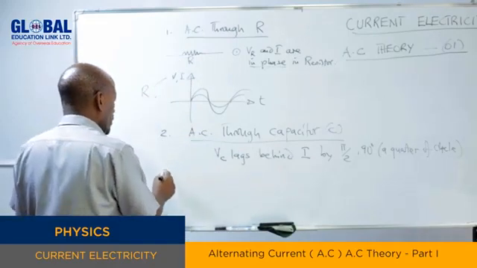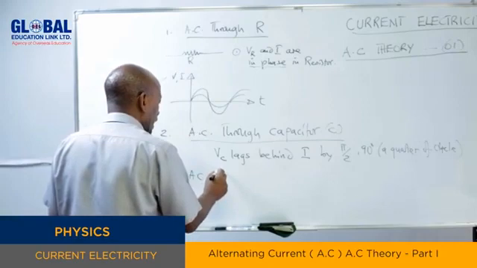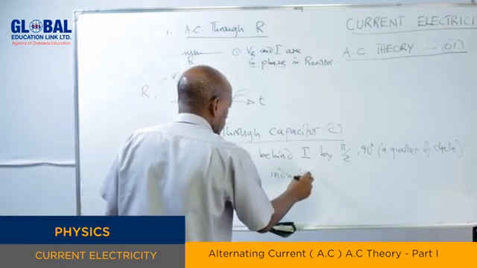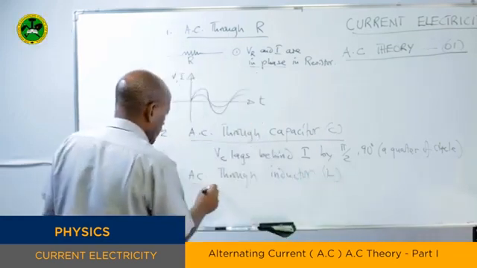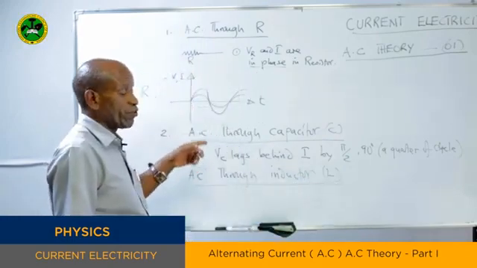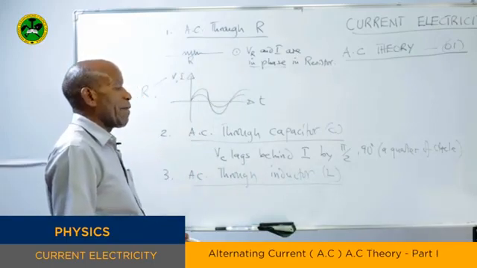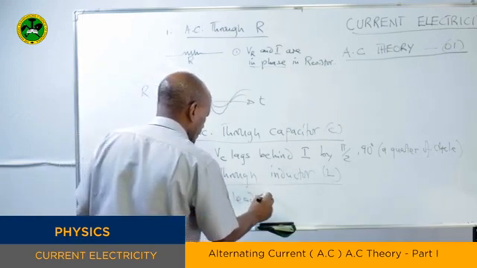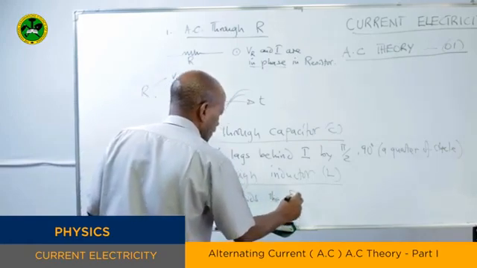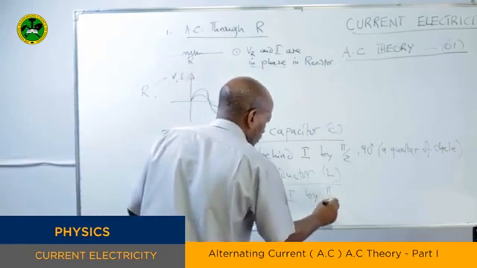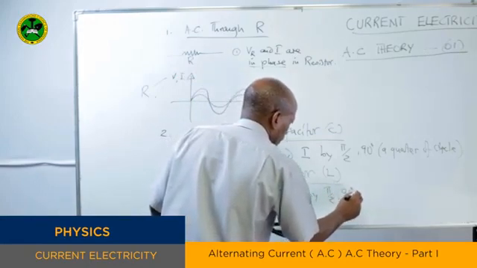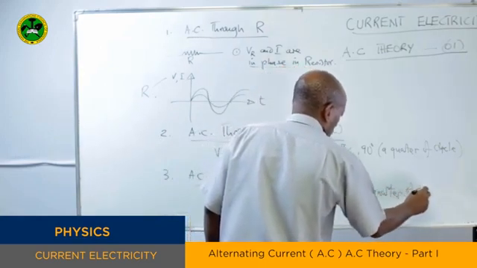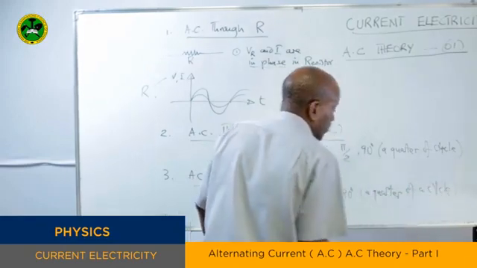But whenever I'm going to look at an alternating current through an inductor, we just found that the voltage through an inductor leads the current by pi over 2, or by what we call 90 degrees. It leads by a quarter of a cycle.